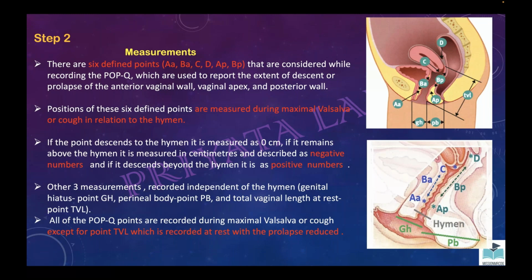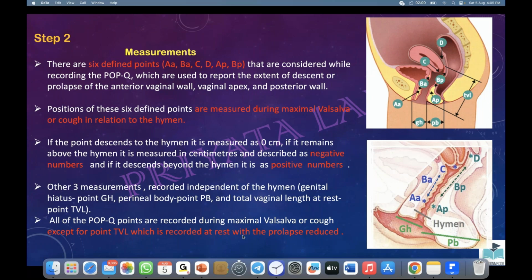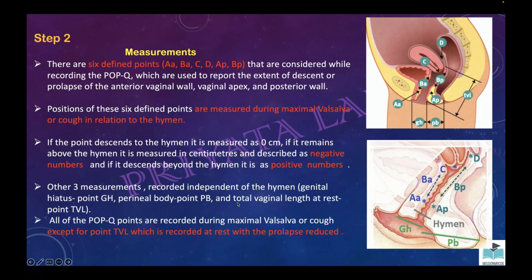Apart from these 6 defined points, other points are also recorded. These recorded points are genital hiatus, perineal body, and TVL. All points are recorded when the prolapse is maximum, that is maximum valsalva, except one point, that is TVL. TVL is recorded when the prolapse is reduced completely and the patient is at rest. So these are a few basic things.